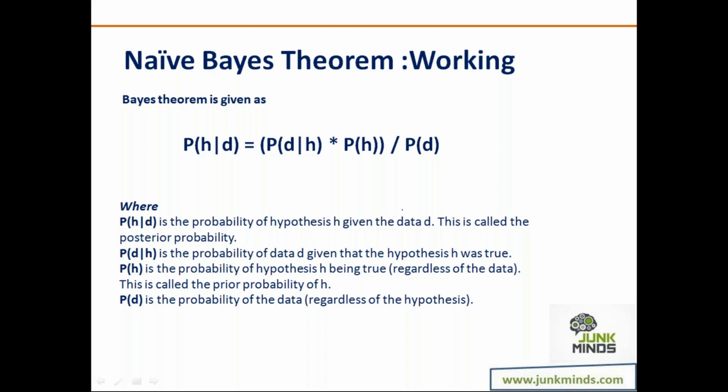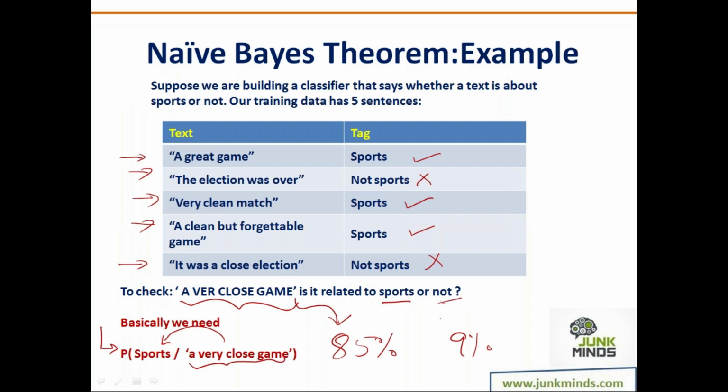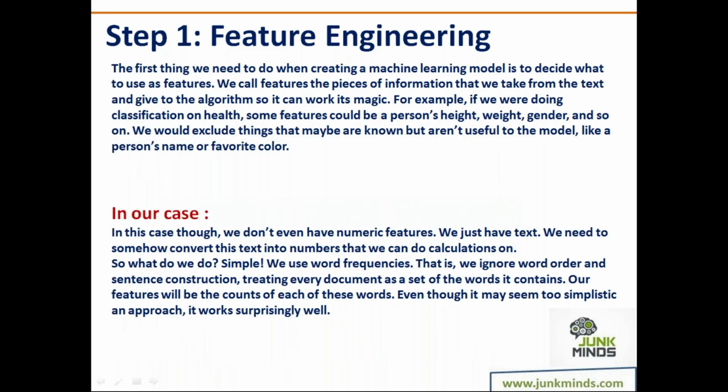Okay, so this is the formula for the naive Bayes theorem. We'll understand this with this example. I have 5 statements, out of which 3 were about sports and 2 are not about sports. I want to analyze this, come up with a model, and then make a prediction about the statement, a very close game, whether this is about sports or not. So for me to do this, first I need to look at feature engineering. Feature engineering is trying to identify what are the words or what are the tokens which are important as far as the processing part is concerned.